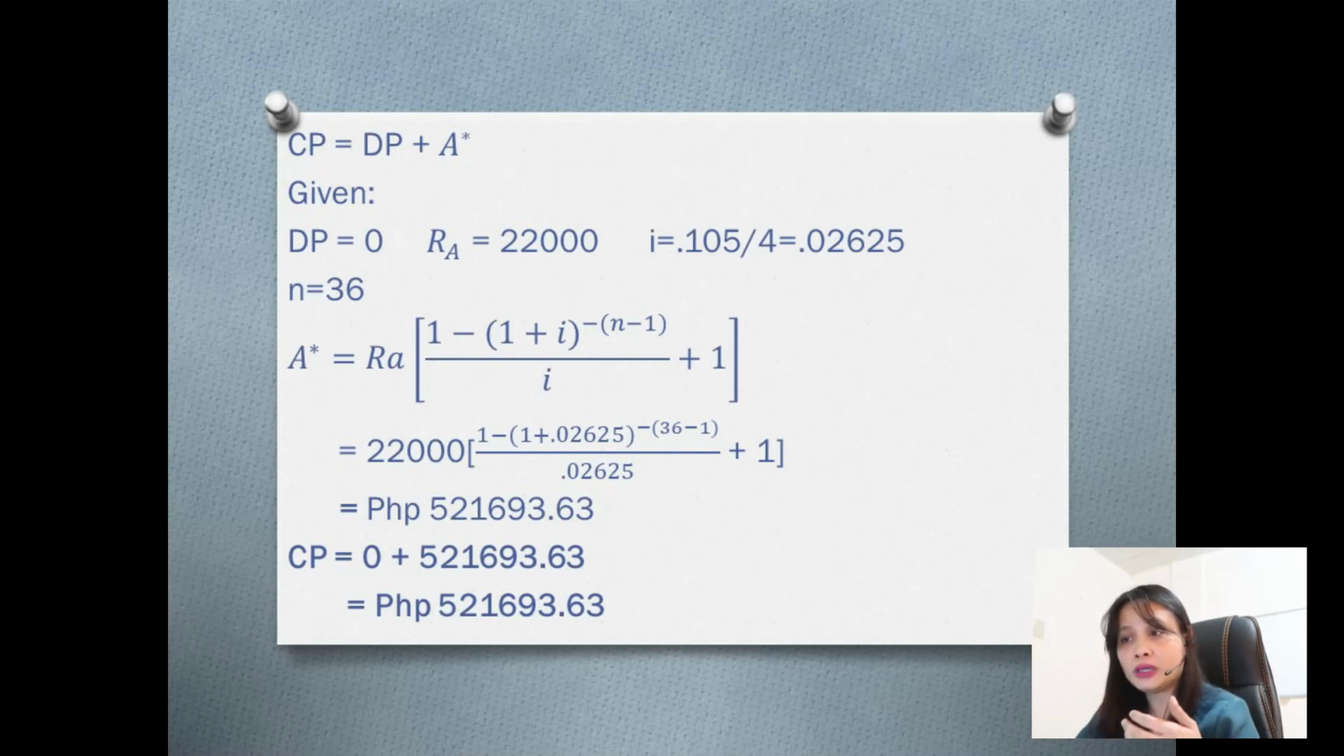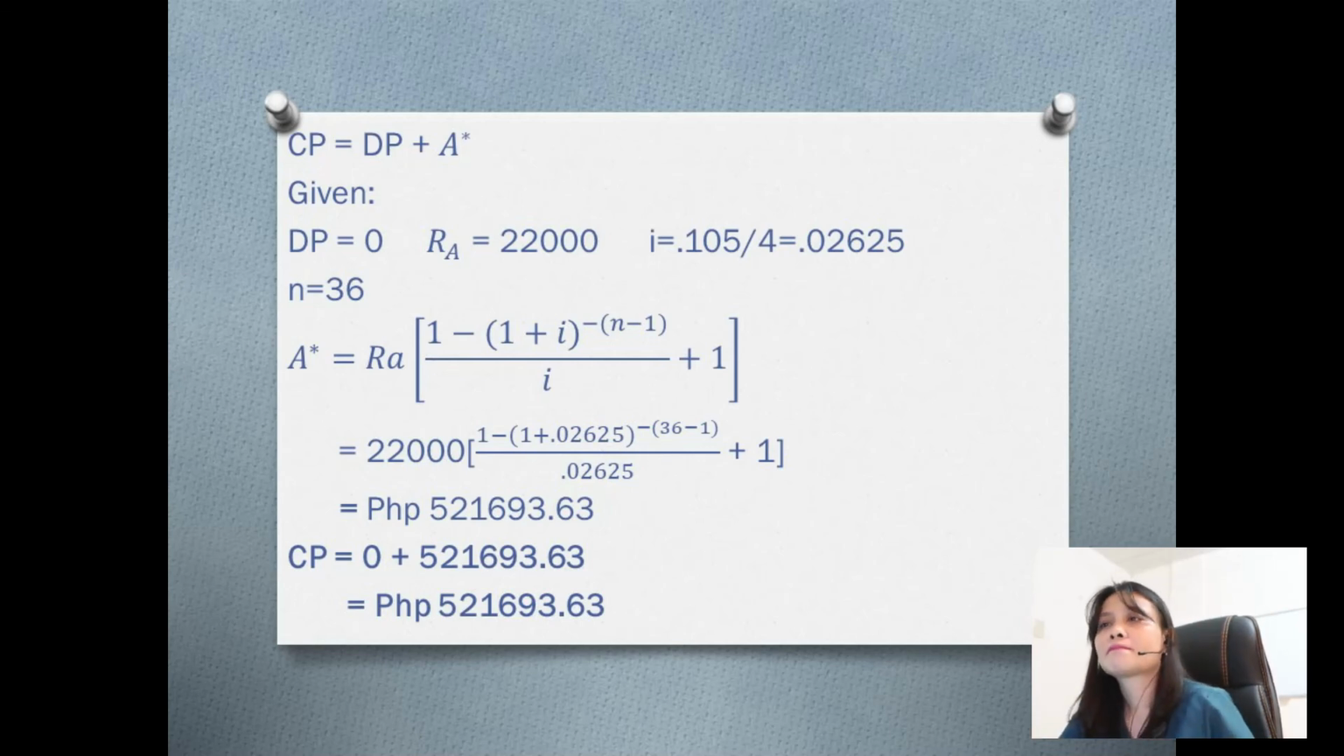So your present value will be 521,693.63. Therefore, the cash price will be 521,693.63. Since there's no down payment, the down payment is 0, but still the cash price is 521,693.63.